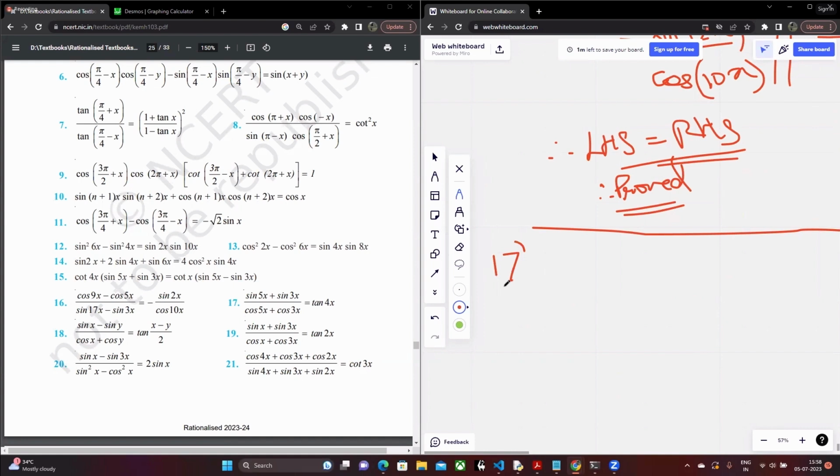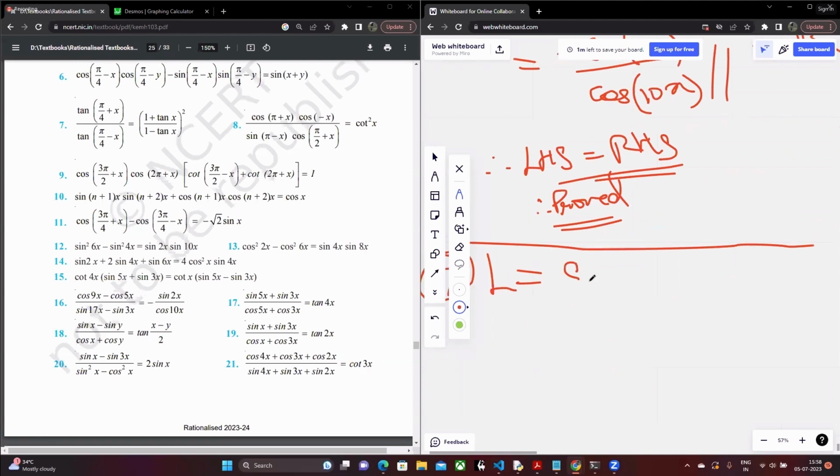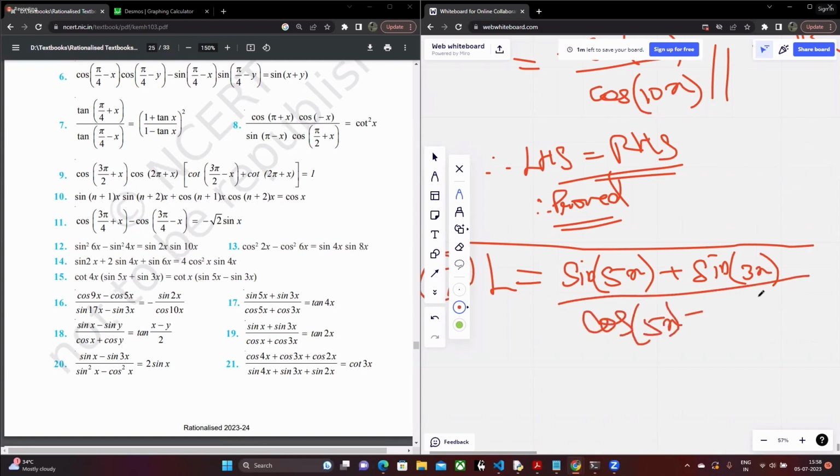Question number 17. Sin 5x plus sin 3x by cos 5x plus cos 3x is equal to tan 4x. Very simple again, the same principle as question number 16. I'll again take LHS only. Let this be sine of 5x plus sine of 3x divided by cos of 5x plus cos of 3x.